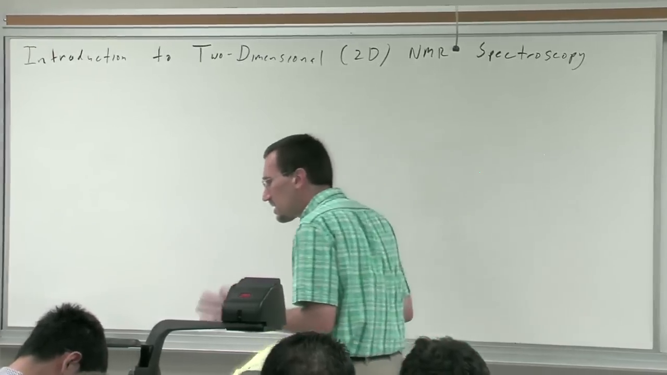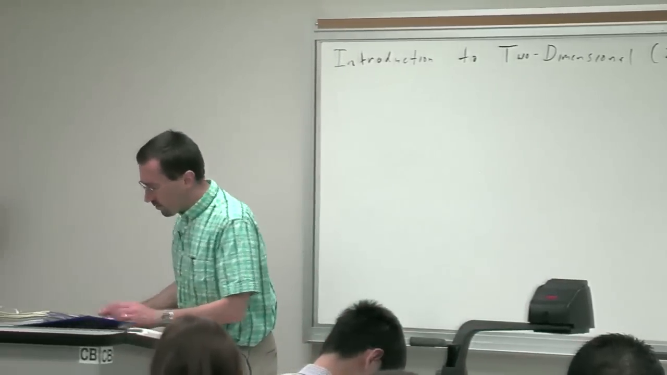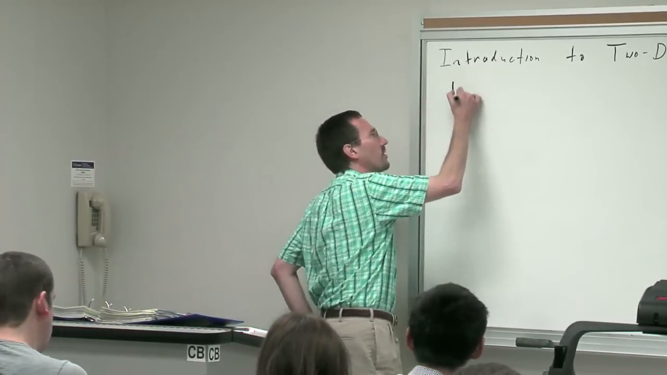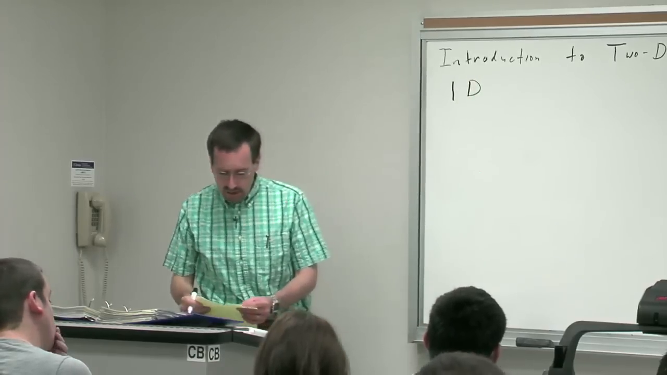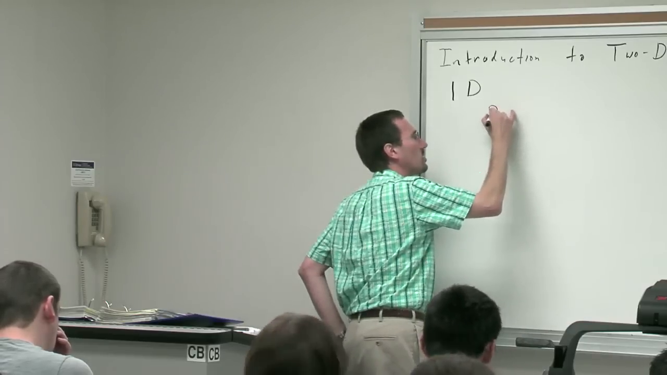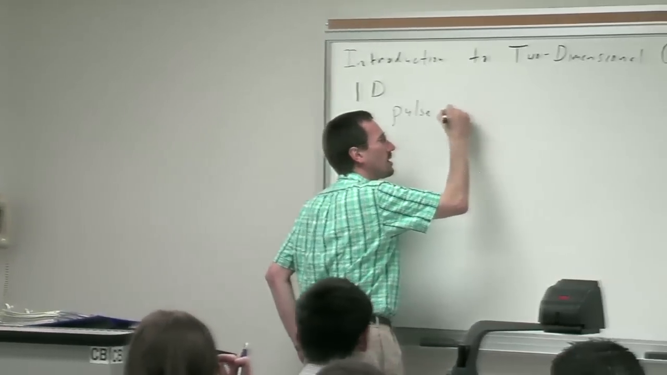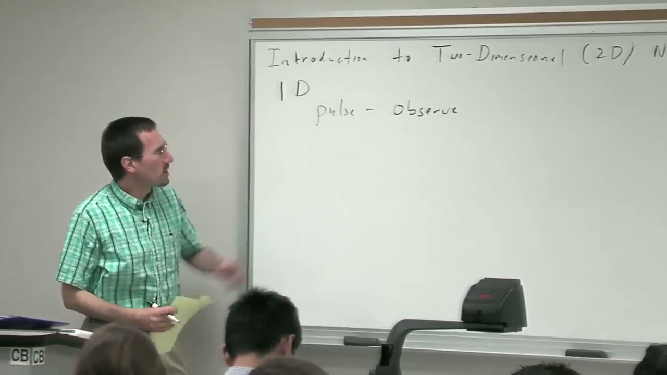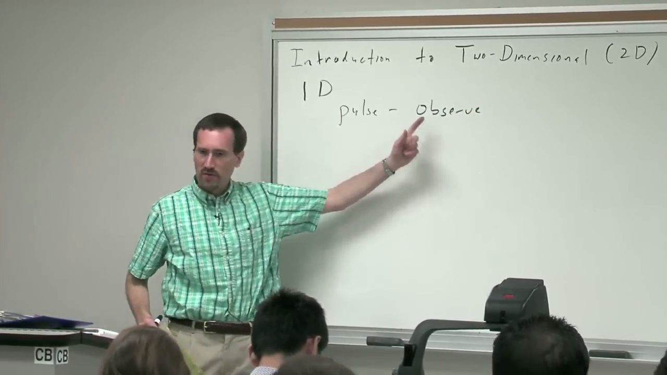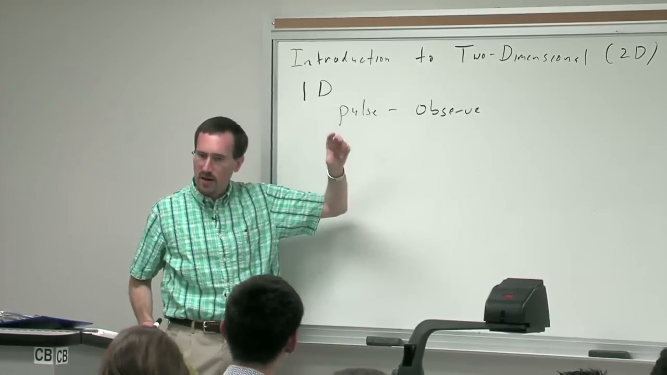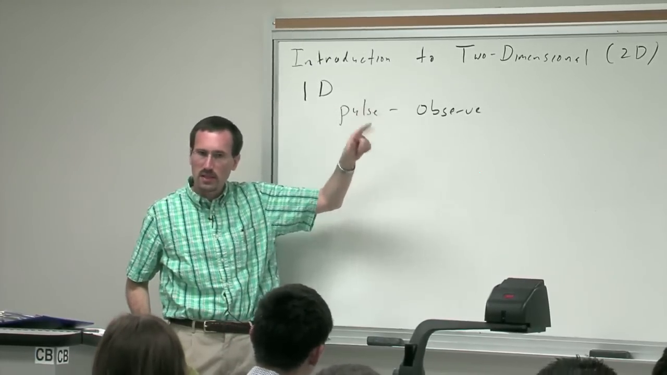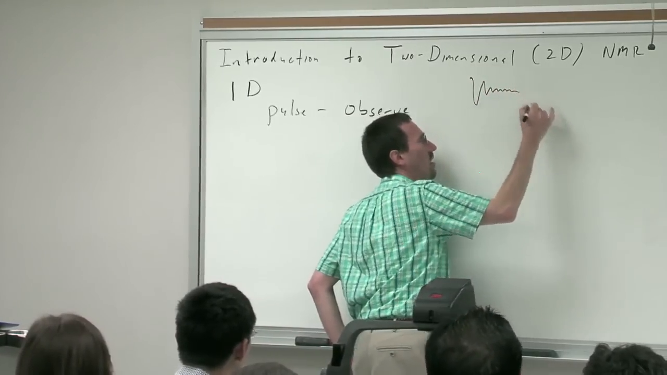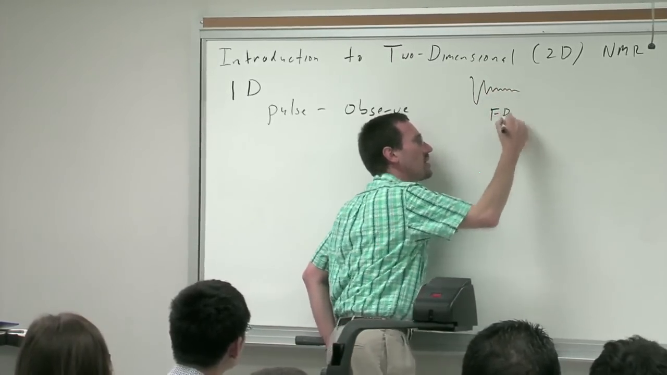All right, theory. I'm going to start really, really simple-minded, and I think this is actually a good way to think about things. In 1D, we said the basic idea was you pulse, and then you observe. That's your 90-degree pulse. The observe is your FID. Have you now seen your FID on the spectrometers? Have you seen the little wiggly squiggly cosine wave with a die off? So this is your FID.